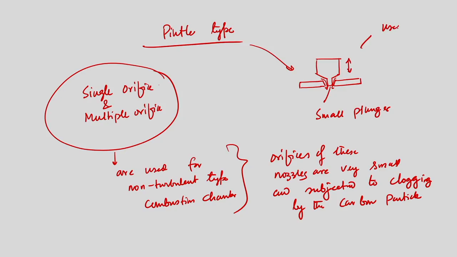So, we cannot prevent the clogging by the carbon particle, that is what we have seen, that carbon particle will be there. Because of this clogging, these single orifice or multiple orifice nozzles will start malfunctioning after a certain period of use and can also stop functioning completely. But the pintle type nozzle has an advantageous feature, because the movement of the plunger will try to clear the carbon deposition in the fuel passage. This pintle type nozzle is used with turbulent type combustion chamber.